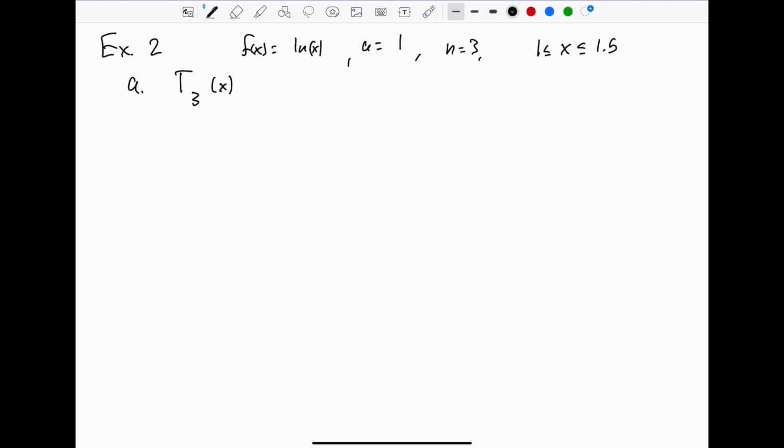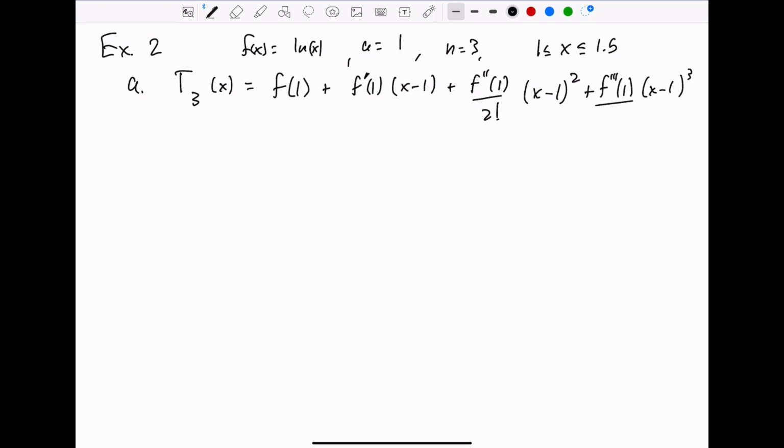And let's just write out in general what the third degree Taylor polynomial is. It's f of a, and we'll go ahead and use 1, f of 1 plus f prime of 1 divided by 1 factorial times x minus 1 plus f double prime of 1 divided by 2 factorial times x minus 1 squared. And then the third term, f triple prime evaluated at 1, x minus 1 cubed divided by 3 factorial. In order to find this polynomial, we really only have to find the value of the function at 1, and then the first, second, and third derivatives.